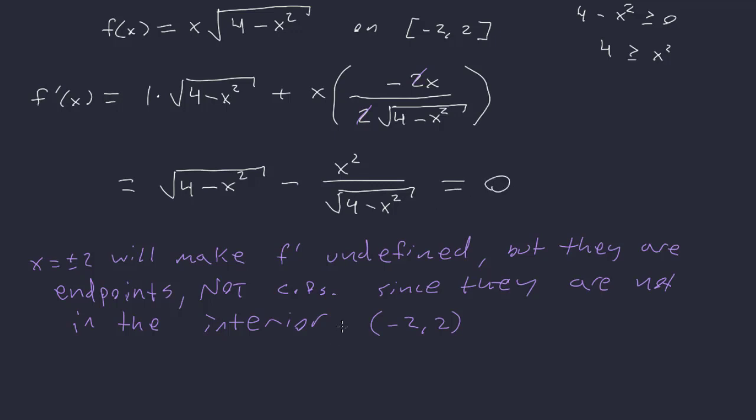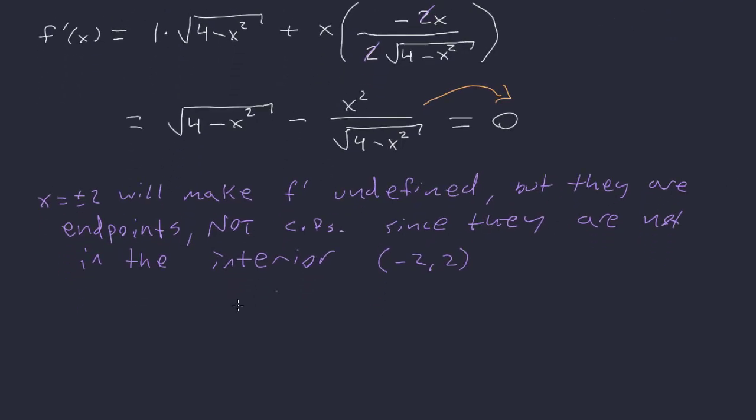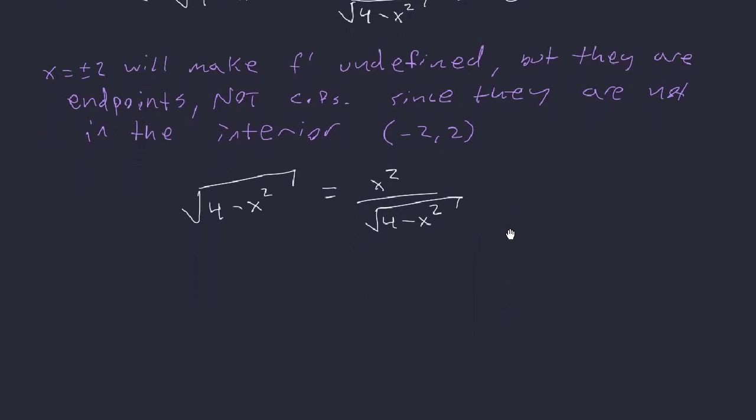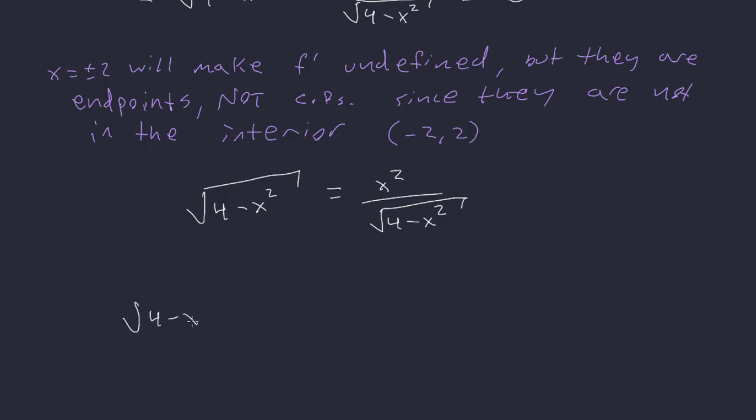So here is how you go about solving things with square roots and fractions and whatnot. Start by moving this piece over. So we're going to start by moving that over to get the square root of 4 minus x squared is equal to x squared over the square root of 4 minus x squared. Now multiply both sides by the square root of 4 minus x squared. When you do that, you get 4 minus x squared times the square root of 4 minus x squared. Well, what is that going to do? It's going to get rid of the square root.